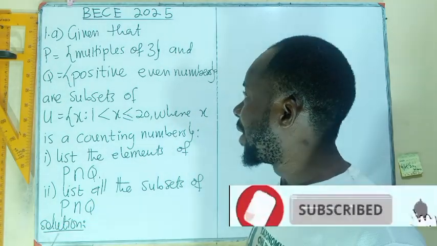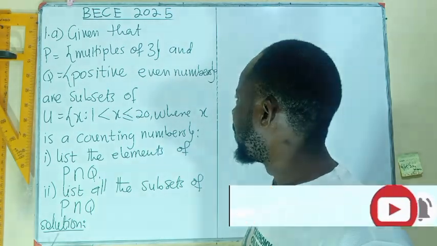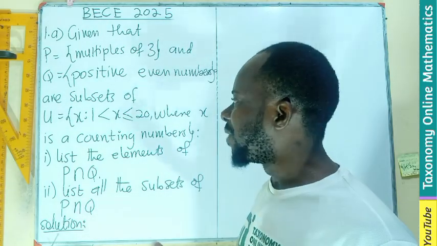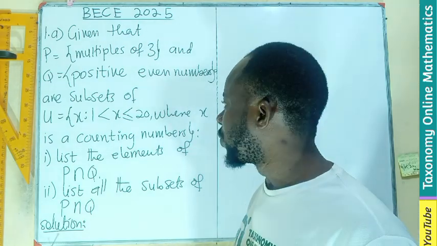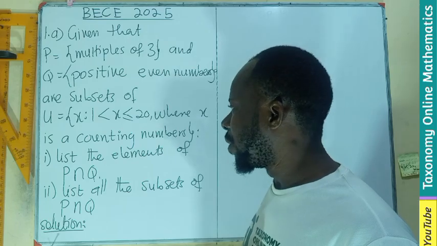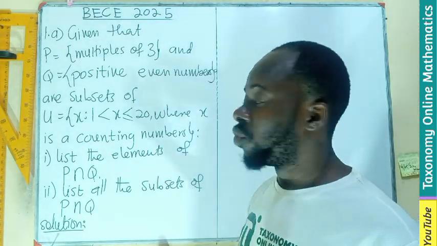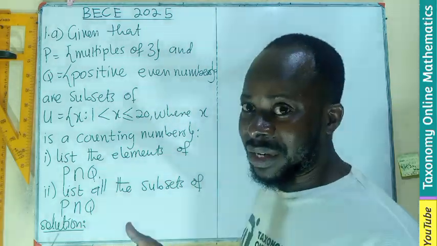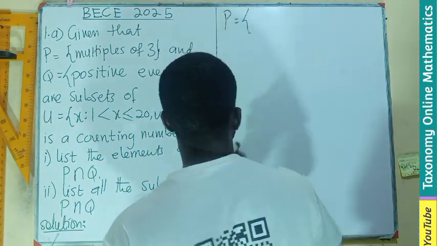The question 1A: given that P is a set of multiples of 3 and Q is positive even numbers, which are subsets of the universal set, a set of x such that 1 is less than x and x is less than or equal to 20, where x is a counting number. We have to list the elements of the intersection of the two sets and find the subsets of that intersection. So first things first, let's list the elements of the individual sets.